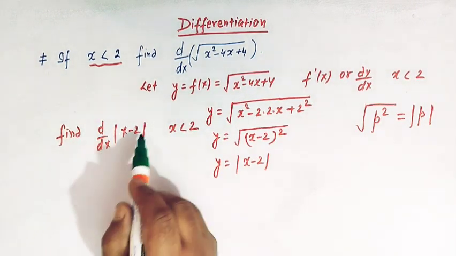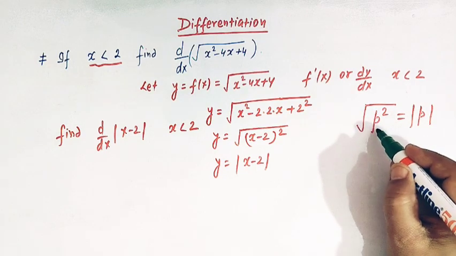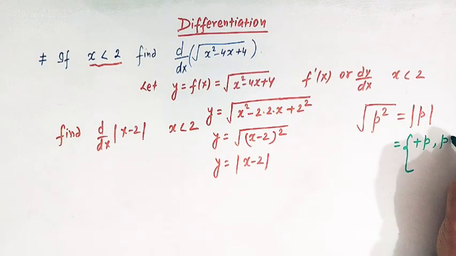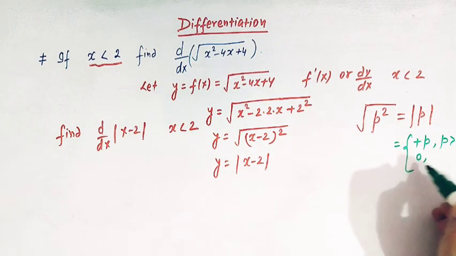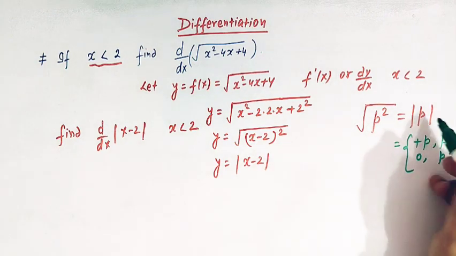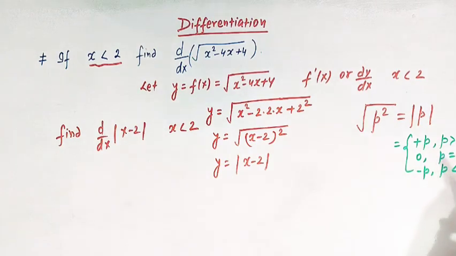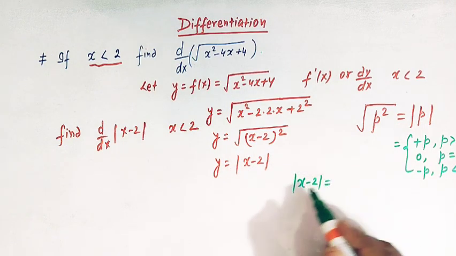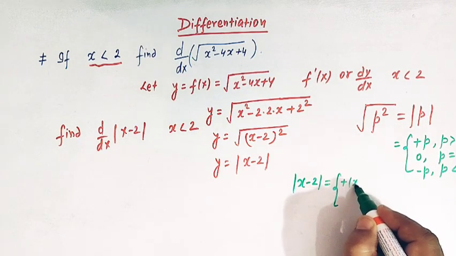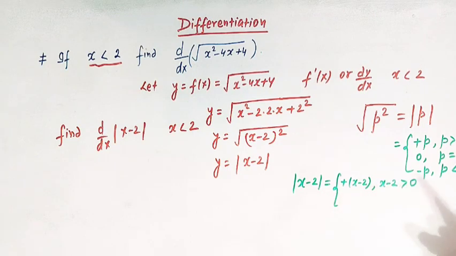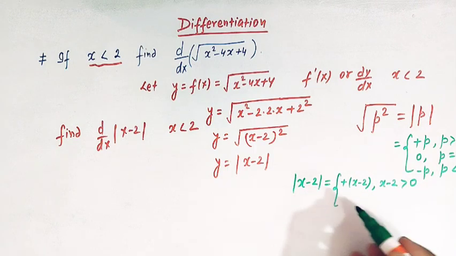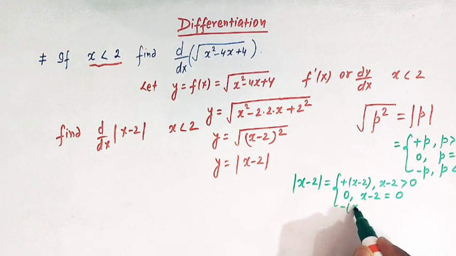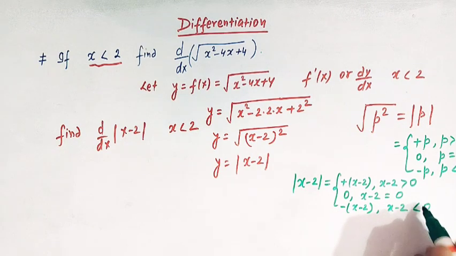So now let us apply the definition of the mod function. The square root of p square is equal to mod of p, and this is equal to positive p whenever p is greater than 0, mod of p is equal to 0 whenever p is equal to 0, and mod of p is negative of p whenever p is less than 0. Our p is x minus 2. So mod of x minus 2 is positive x minus 2 whenever x minus 2 is greater than 0, it is 0 whenever x minus 2 is equal to 0, and it is negative of x minus 2 whenever x minus 2 is less than 0.